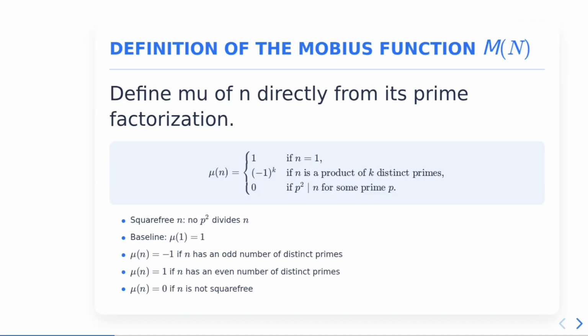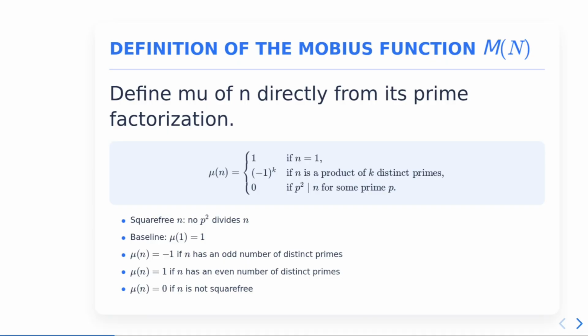The definition on this slide says three things. First, mu of 1 is 1. Second, if n is the product of k distinct primes with no repeats, then mu of n is -1 raised to the k, so the sign depends on whether k is odd or even. Third, if any prime square divides n, then mu of n is 0. That is where the square-free condition appears.